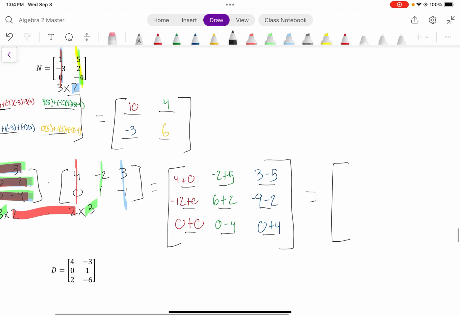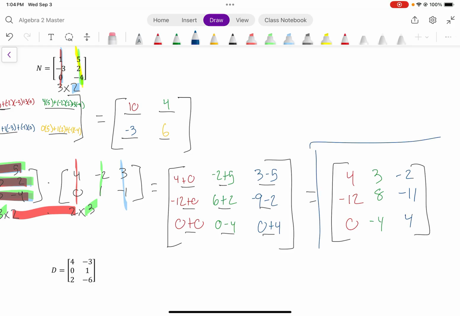Now I get to wrap this up with some quick adding. 4 plus 0 is 4. Negative 2 plus 5 is 3. 3 minus 5 is negative 2. Negative 12 plus 0 is negative 12. 6 plus 2 is 8. Negative 9 minus 2 is negative 11. 0 plus 0 is 0. 0 minus 4 is minus 4. And 0 plus 4 is plus 4 for my final answer.